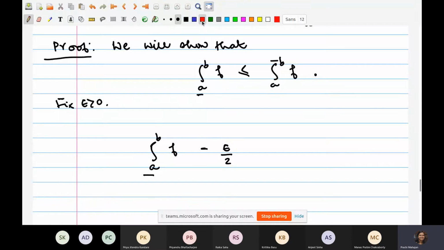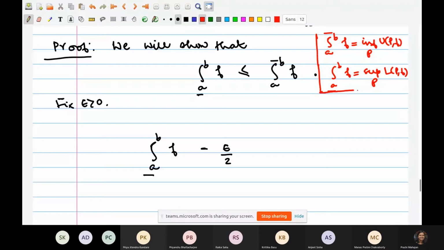Maybe in red ink, I'll remind the definitions here on this portion that is visible at your end. So this is the upper integral. Remember the definition: this is the infimum over the upper sums, where the infimum is taken over all possible partitions, and the lower integral is the supremum over the lower sums, where the supremum is taken over all possible partitions. So this is the lower integral.